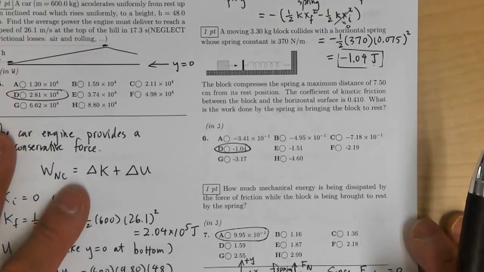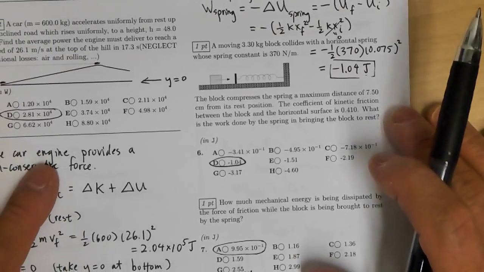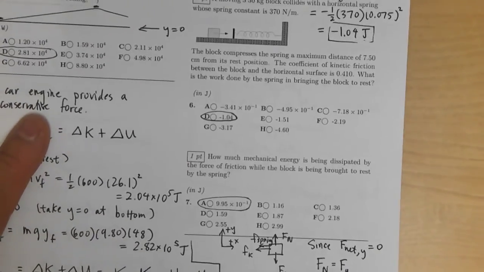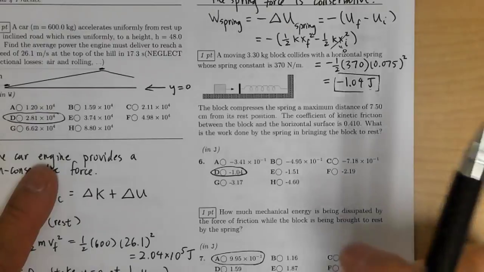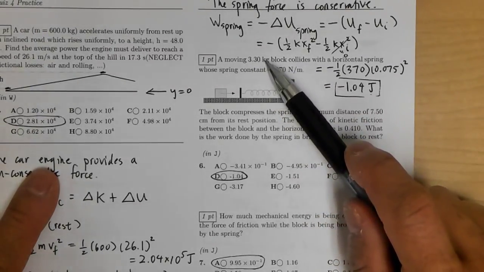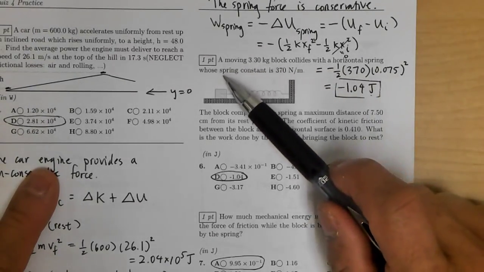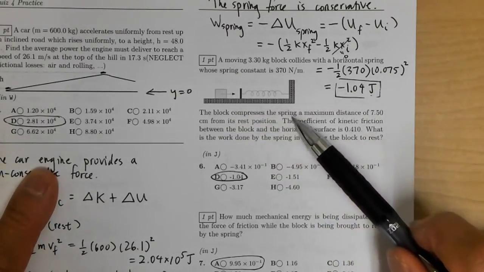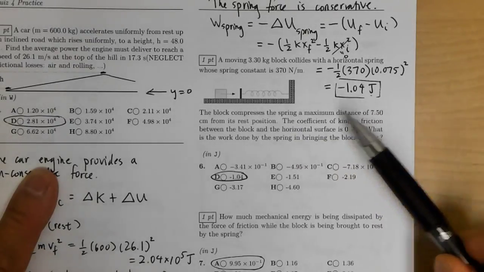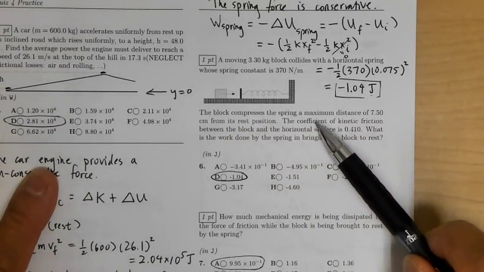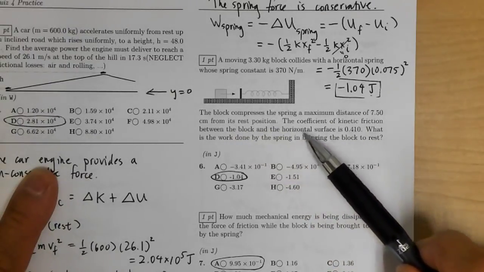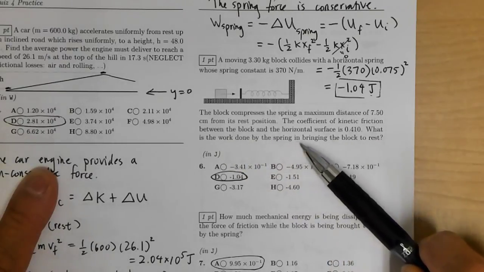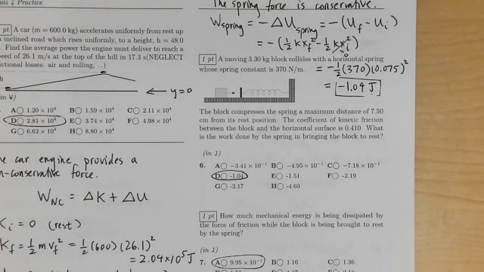Okay, let's go on. Number 6, a moving 3.30 kilogram block collides with a horizontal spring whose spring constant is 370 newtons per meter. The block compresses the spring a maximum distance of 7.50 centimeters from its rest position. The coefficient of kinetic friction between the block and the horizontal surface is 0.410. The question is, what is the work done by the spring in bringing the block to rest?